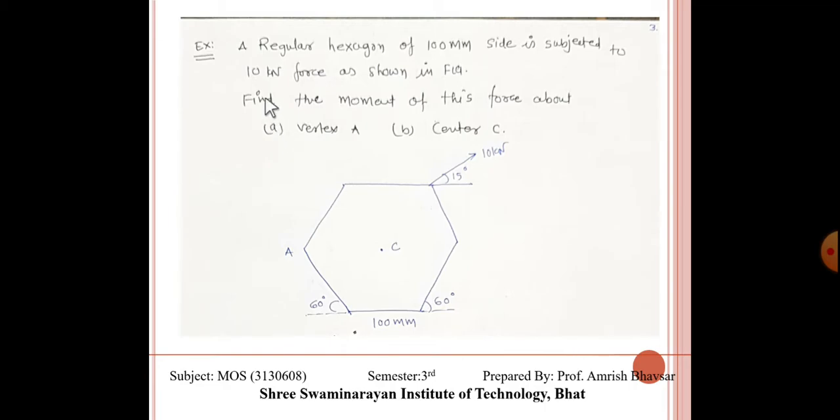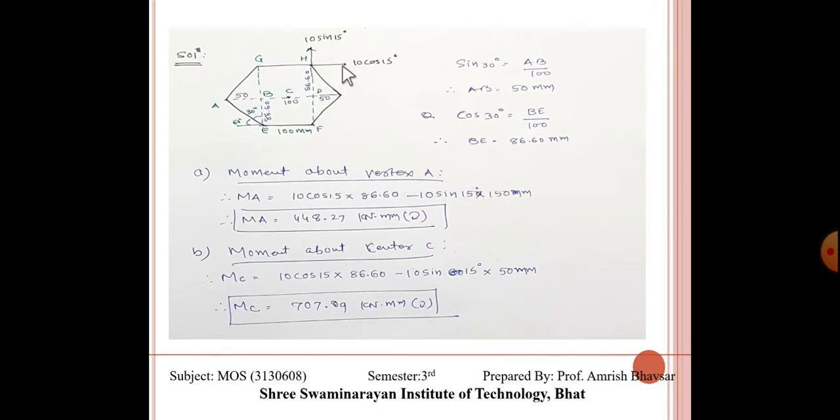Okay. Now a regular hexagon of 100 mm side is subjected to a 10 kilonewton force as shown in the figure. Find the moment of this force about point A and about point C. Here we have only one force, but we have to consider the moment of this force at C and at A. It is a regular hexagon, so the angle of this hexagon is 60 degree from outside. Now we have to convert this force into horizontal and vertical components. So we get 10 cos 15 and 10 sin 15.